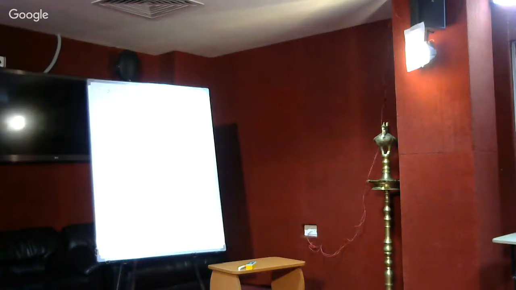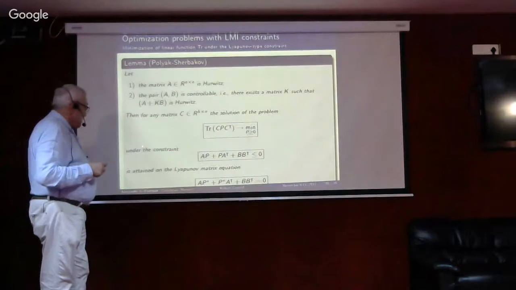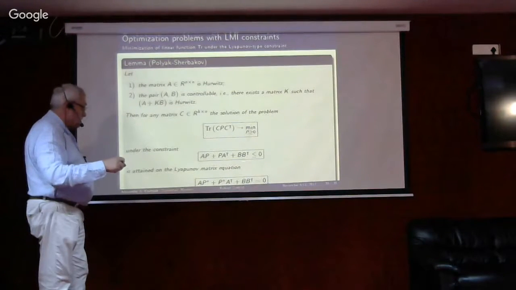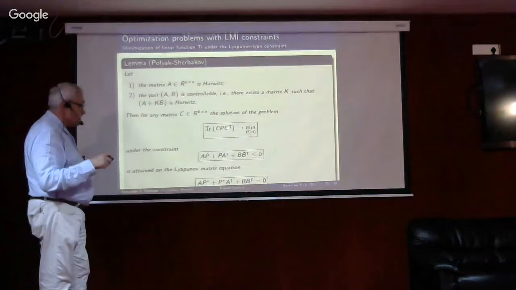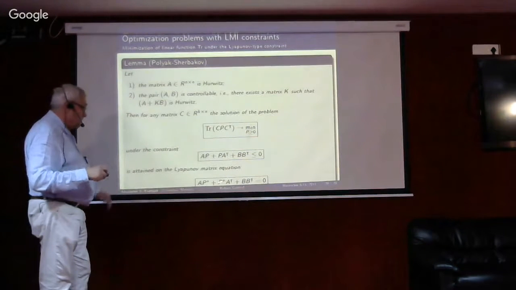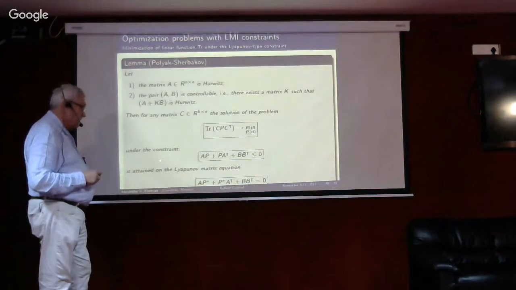if we consider now the trace of this matrix, C is any non-square matrix, and P is a symmetric matrix, which we consider of size n by n. So if we wish to minimize this trace with respect to matrix P under these constraints, the solution of this problem is attained when here we have equality. This is the statement of this theorem.